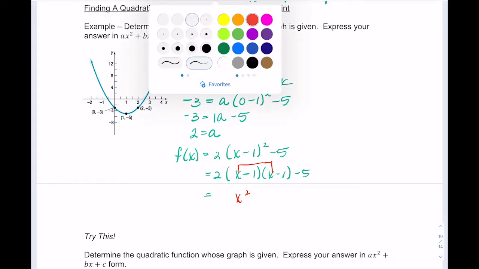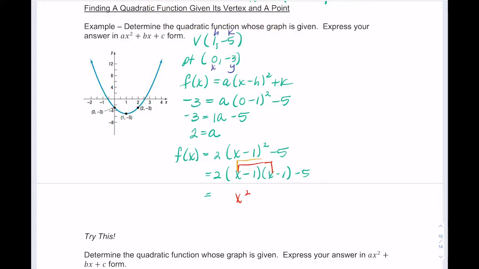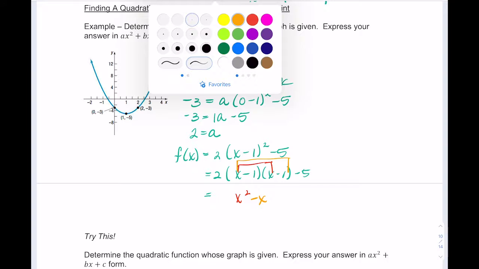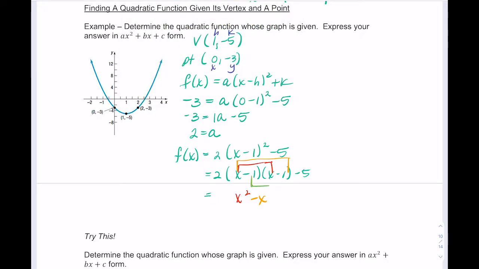And then you're going to do outer times outer. x times -1 is negative x. And then you're going to do inner times inner. -1 times x is negative x.